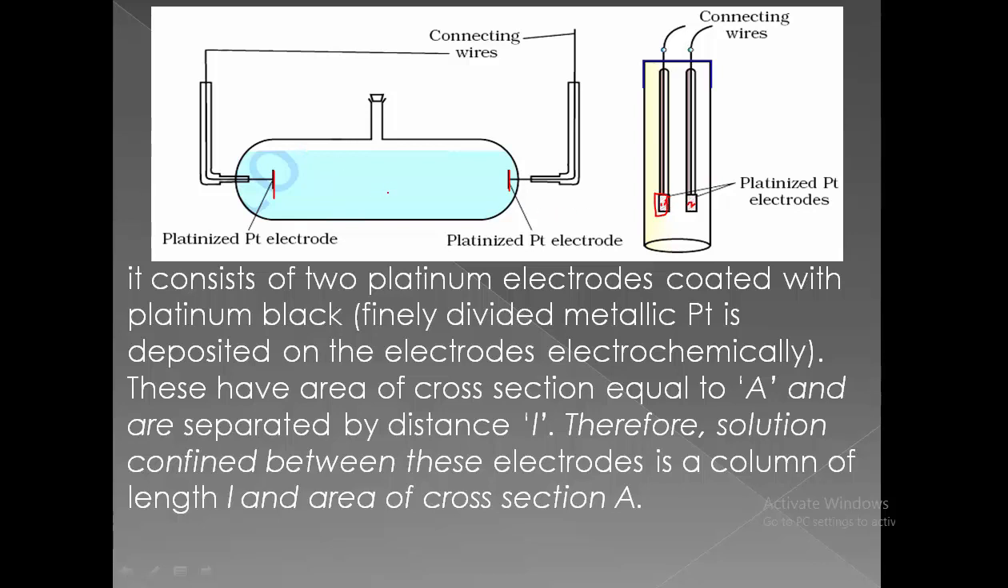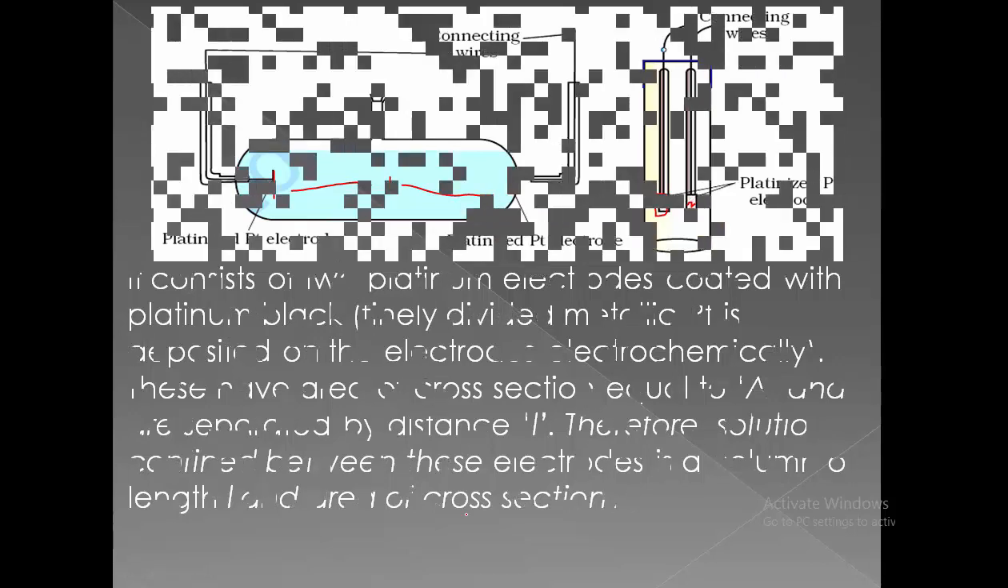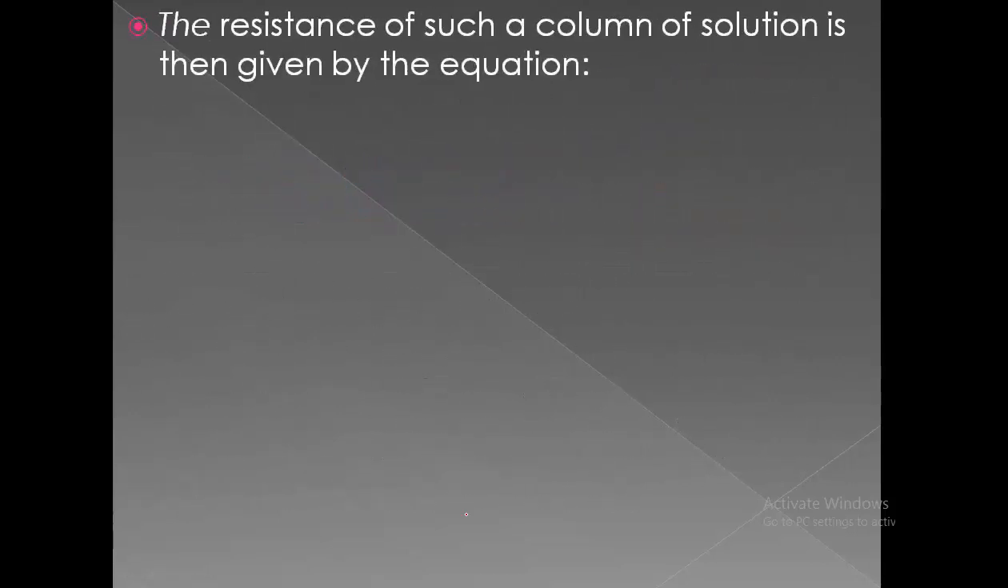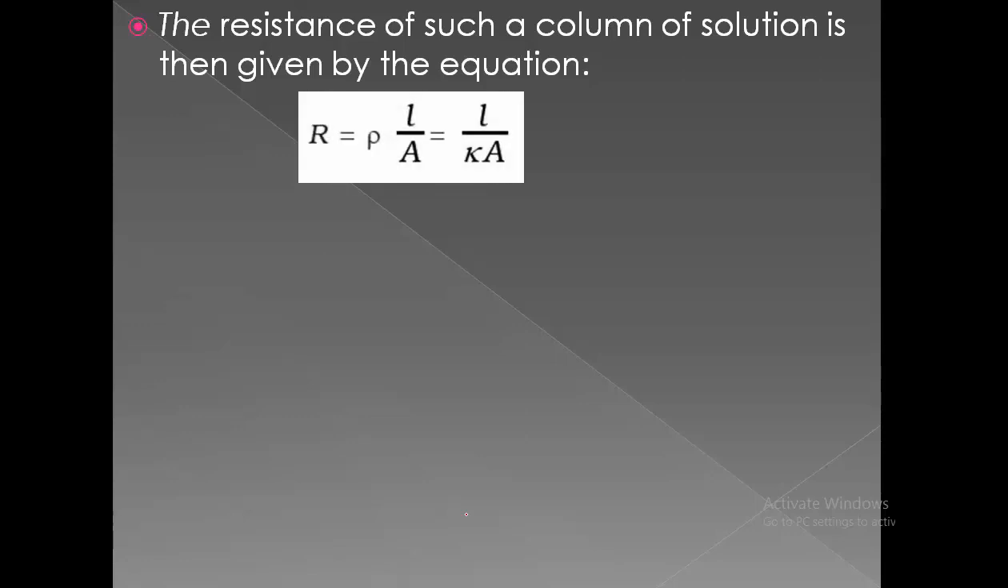The distance between these two electrodes is taken as L. Then the solution confined between these electrodes is a column of length L and area of cross section A. The resistance of such a column of solution is given by the equation R is equal to rho into L divided by A.